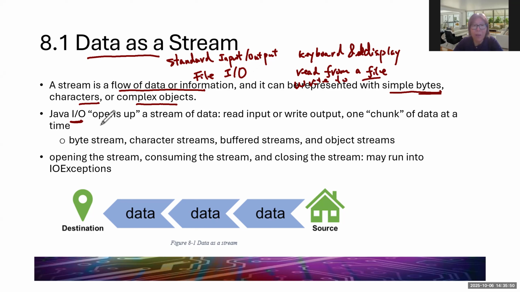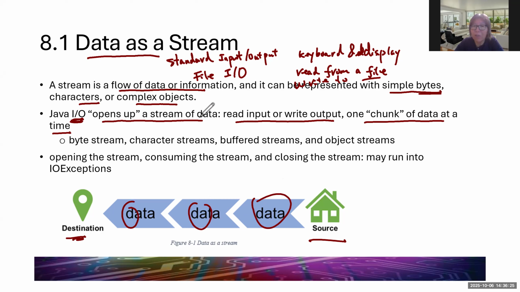So Java I/O, input output, opens up the stream of data. You can read input and write output, one chunk at a time. Like in this diagram, it shows a source and a destination. The source can be a keyboard or an input file, and the destination can be a display or an output file. So data is in chunks, read in or written out.